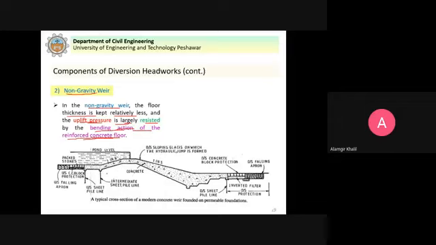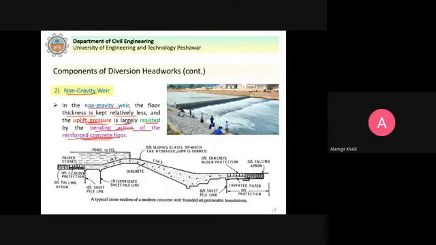You can see here that reinforced cement concrete is provided in the foundation, and the advantage is that the thickness is relatively small as compared to the gravity weir. And the uplift pressure will be largely resisted by the bending action of the reinforced concrete floor. So this is a practical example of a non-gravity weir.